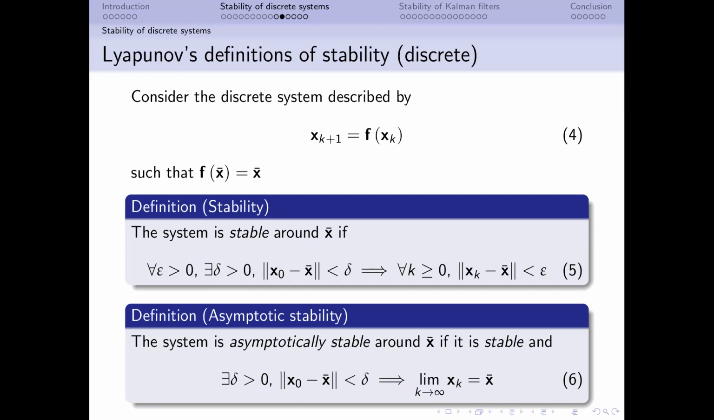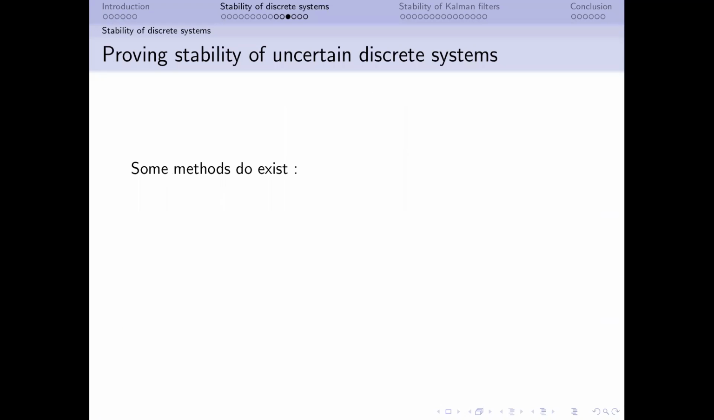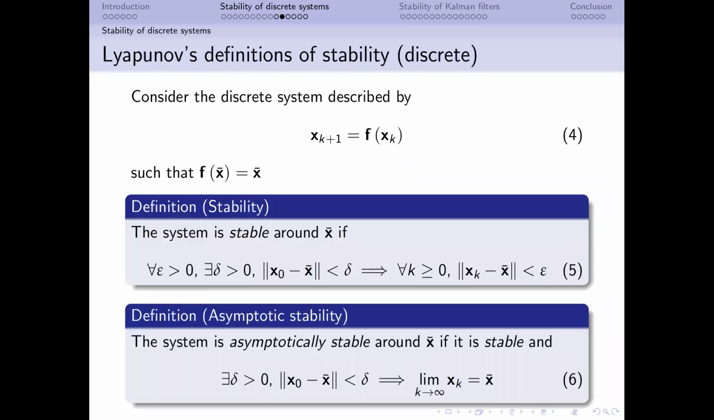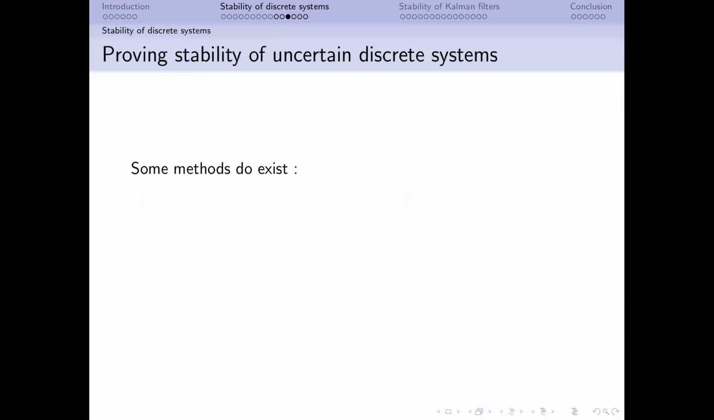Right. So how can we prove stability of uncertain discrete time systems? Before I was talking about only discrete time systems. Now let's talk about uncertain discrete time systems. So some methods do exist, for example, a method based on the jury criterion, or a method checking the eigenvalues of the system.